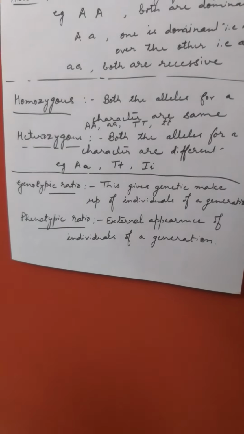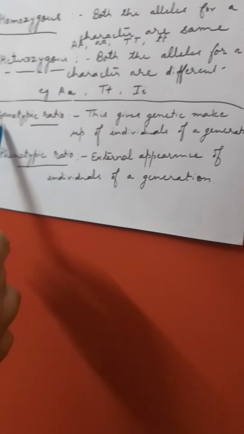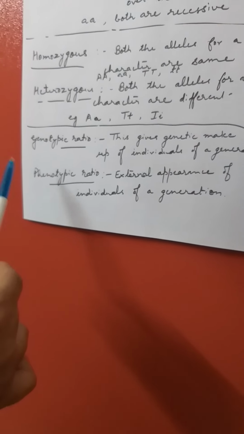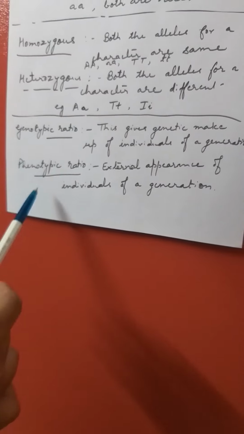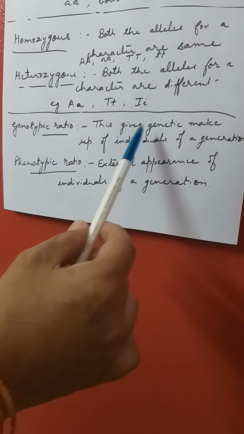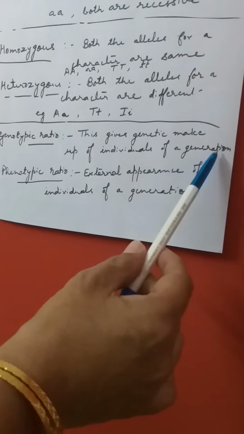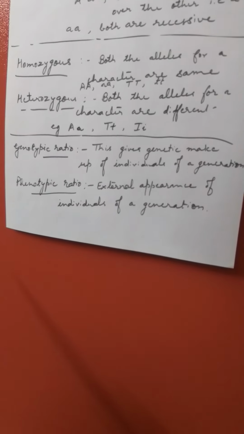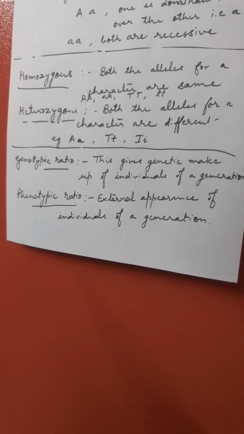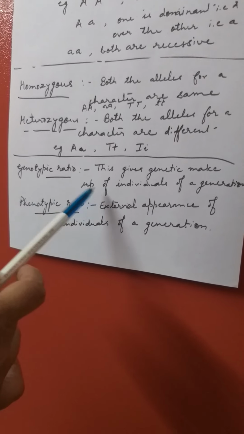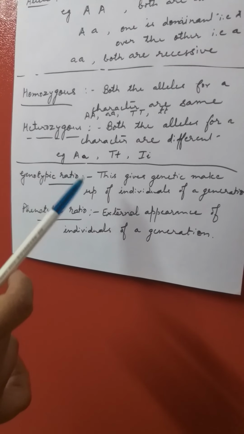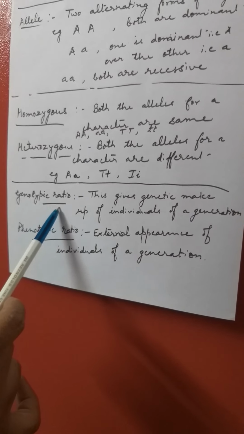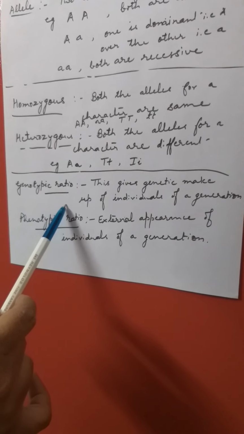Then there are two more terms. These are the ratios, genotypic ratio and phenotypic ratio. When we do the crosses, we reach up to these ratios. We should understand them. Genotypic gives the genetic makeup of the individuals of a generation. In the checker board, yesterday we studied 4 in the F1 generation. In that generation, what is the ratio? We got 1 is to 2 is to 1. That was the genotypic ratio out of the 4, which is the typical ratio in a Mendelian cross.